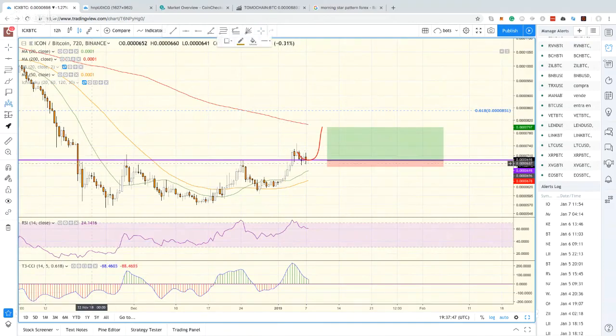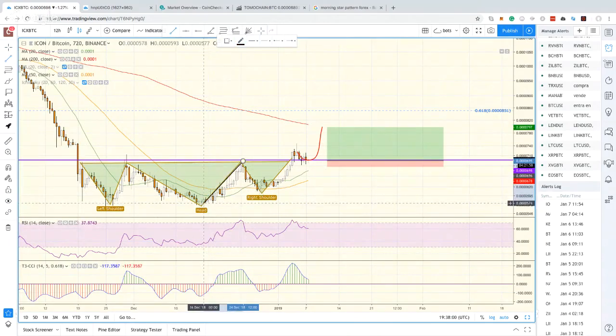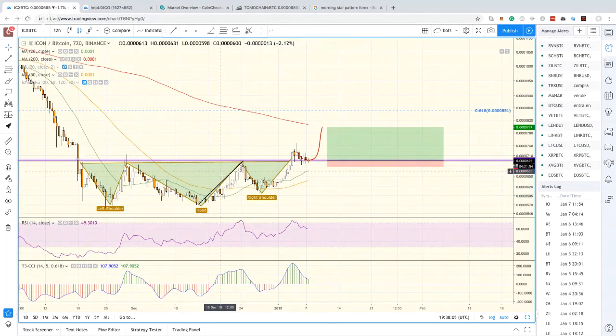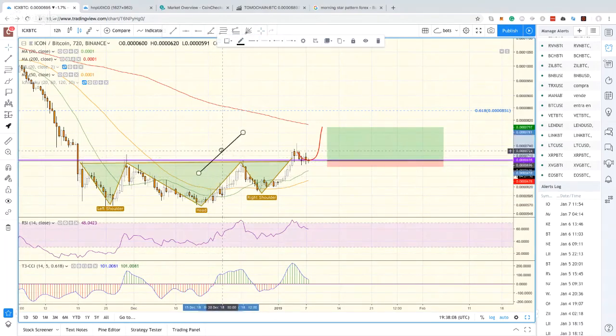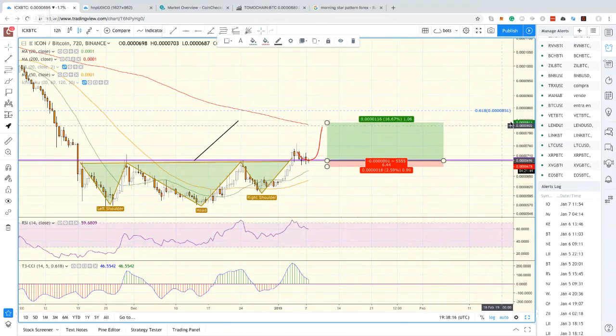Look at these inverted head and shoulders. I know I've spotted a lot of inverted head and shoulders, but crypto loves this pattern. How do you measure the target? You just measure from the head to the shoulder, and then you move this line. I'm almost sure the target is going to be the same as the 200 MA here. So your target is around here, 800 satoshis. This is your first target.